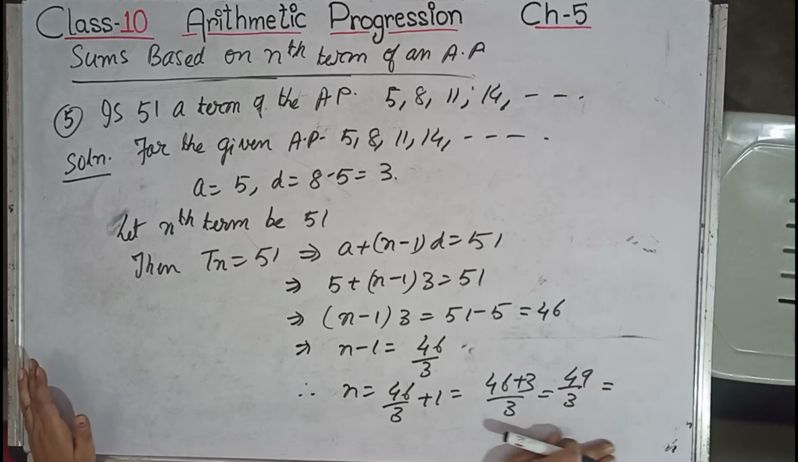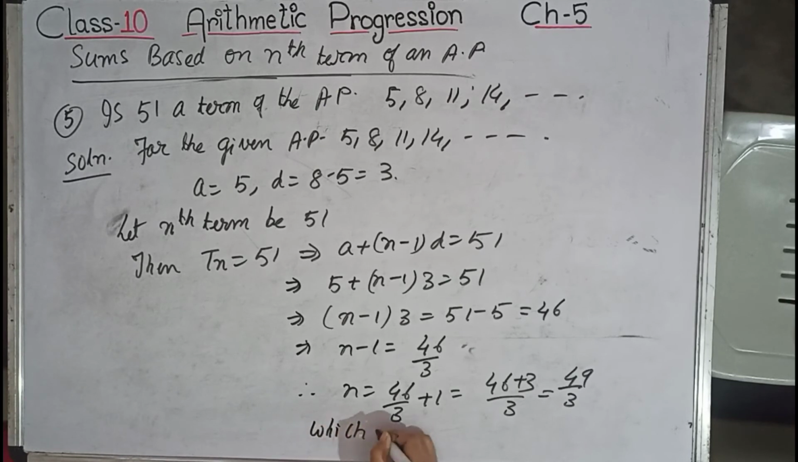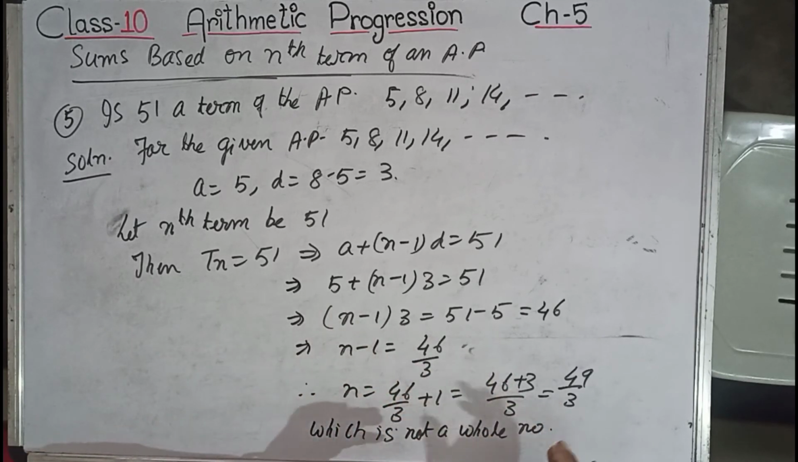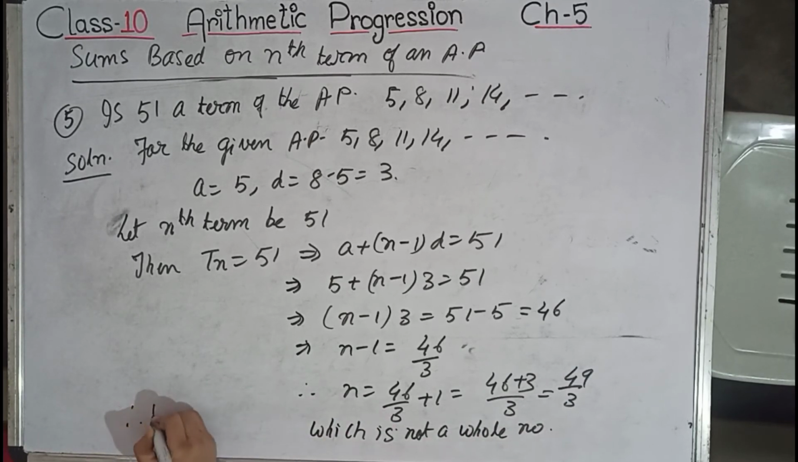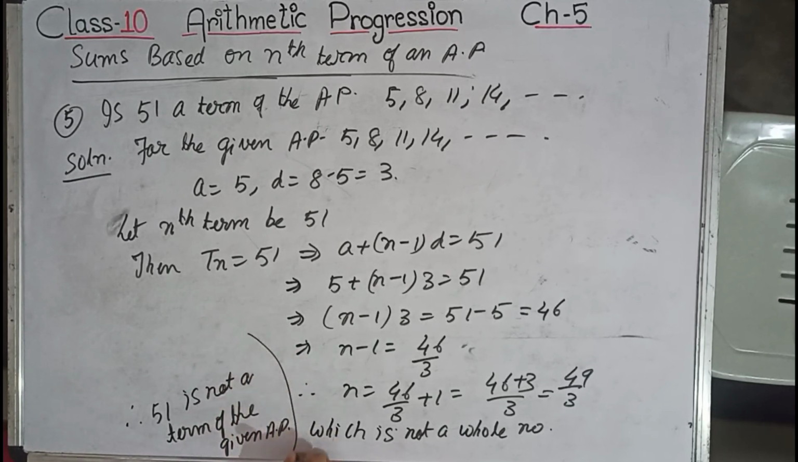which is not coming as a whole number. Numbering should be first term, second term, third term. It cannot be 49 by 3, the 49 by 3rd term. So it is not a whole number. Therefore 51 is not a term of the given AP. This will be the answer.